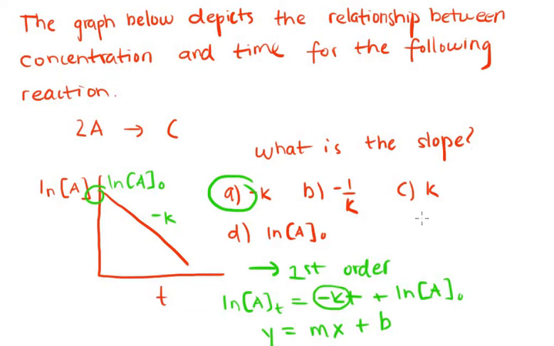Obviously we could do a lot of process of elimination, because it's a negative slope, right? So it can't be D or C. So it's just something to think about.